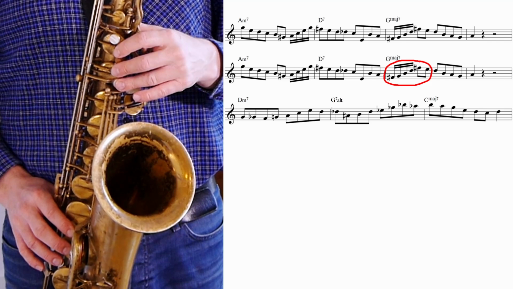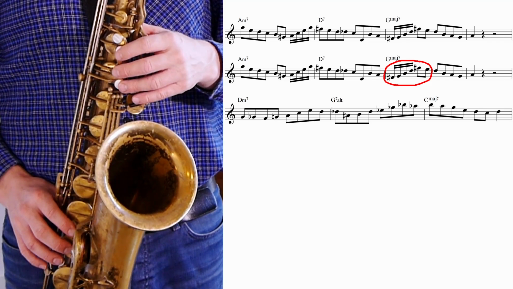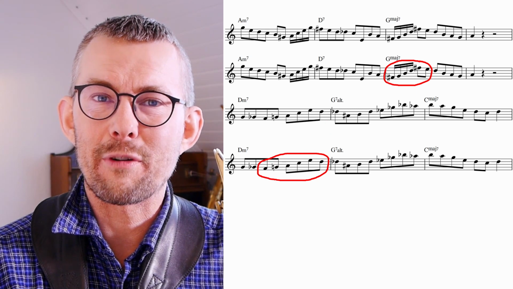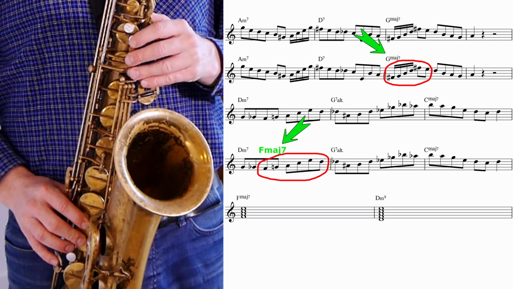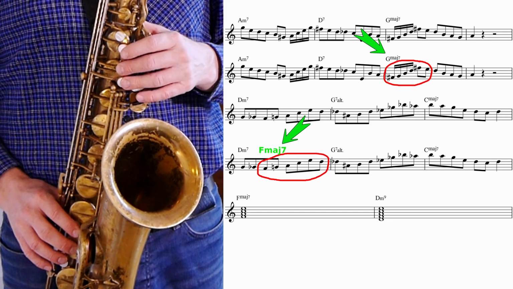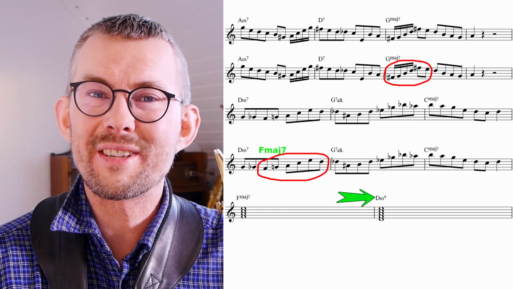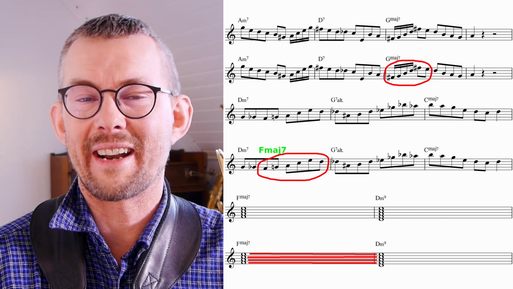In this line, I changed the 16th notes into 8th notes, and I changed the key from G major into F major. I fit the F major 7 lick into a D minor chord, using the F major as an upper structure of the D minor 9.